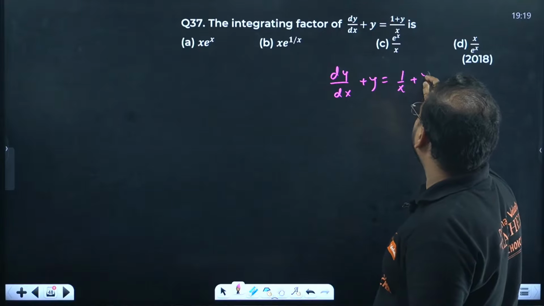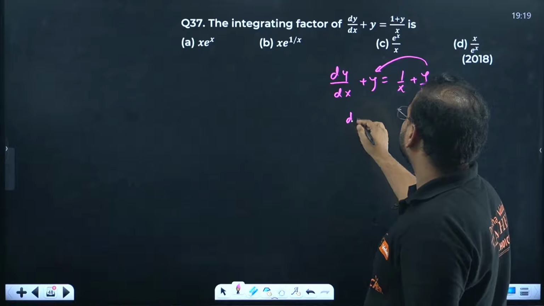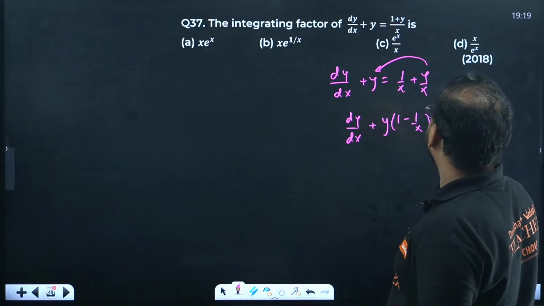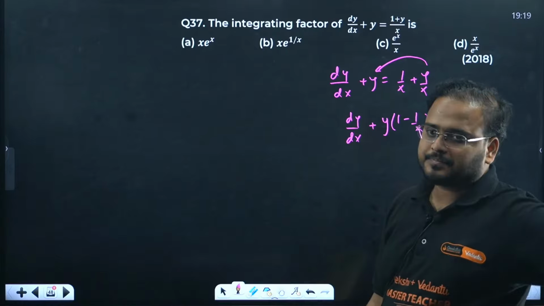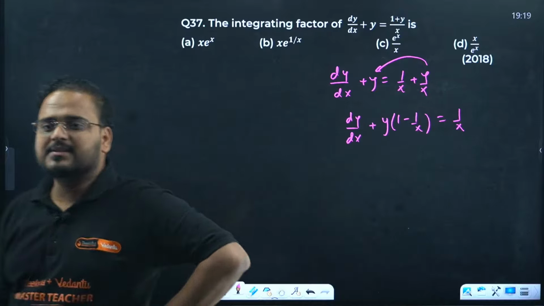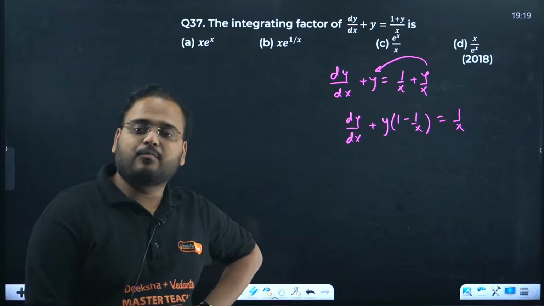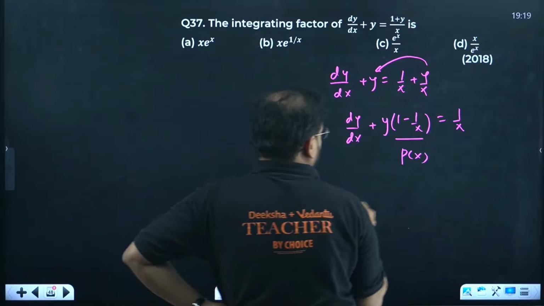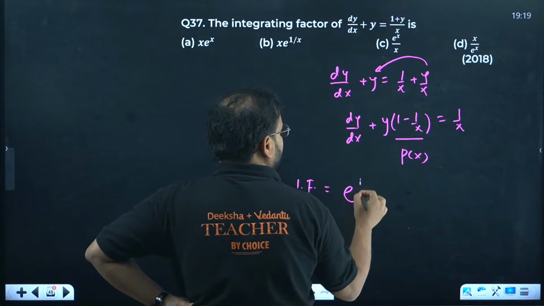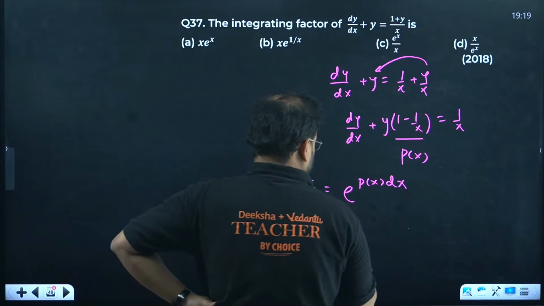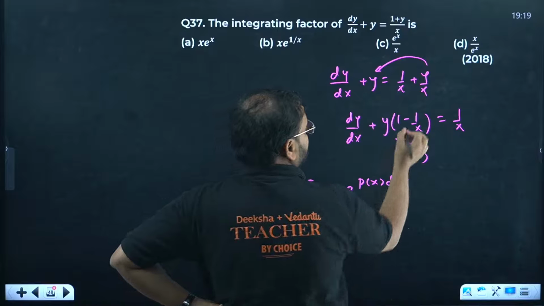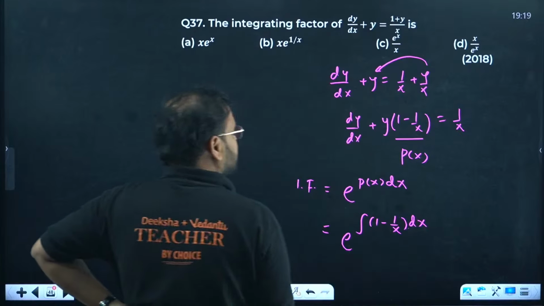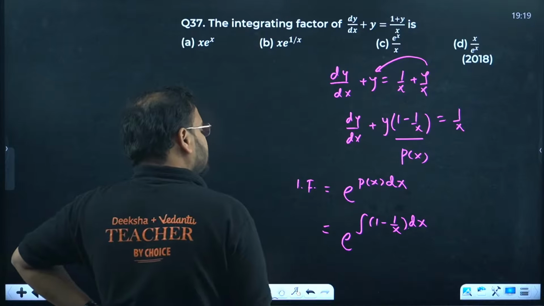One by x and y by x, please move on this side. So dy by dx plus y is common, times 1 minus 1 by x, equals 1 by x. Have a look: y is taken common, and that side if you move it becomes minus y by x, so 1 minus 1 by x. This value represents P of x. The integrating factor is given by e power integral of P dx. So e power integration of 1 minus 1 by x dx.